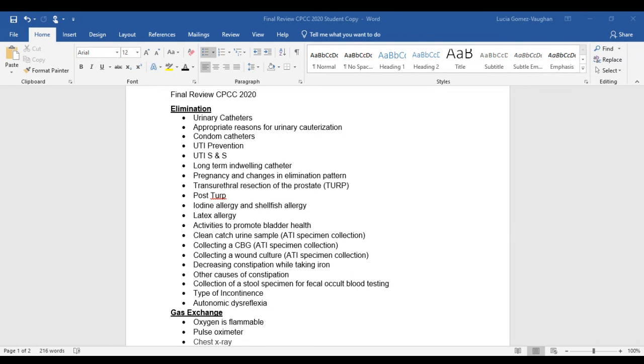Collecting a CBG, use the side of the finger. We want to heat, like if we're having a difficult time collecting a sample when we're trying to get a CBG or a capillary blood glucose, we can heat, like we could put a washcloth in warm water and use that on their finger. It increases blood flow, causes vasodilation, and makes the sample easier to collect.